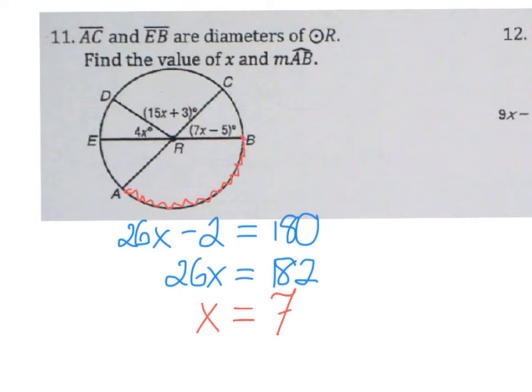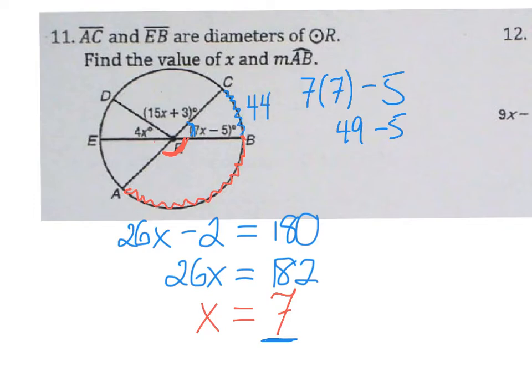So what I need to do is figure out the measurement of this central angle. All right, well, let's focus on this one right here. I just said x was 7. So when I plug that in, I'm going to have 7 times 7 minus 5. So 49 minus 5. So that tells me this short little arc right here is 44.